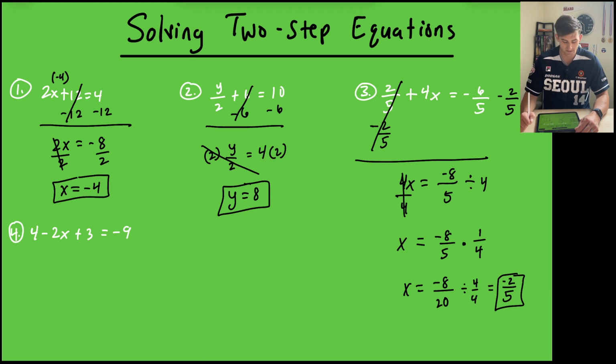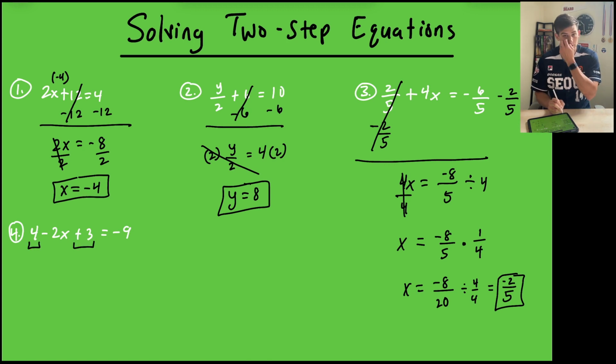All right, in our last example, we actually have some like terms that are already on the same side of the equal sign. So we're going to combine those first before doing any inverse operations. Notice here we have a 4 and we have a plus 3. So 4 plus 3, we can do the operation that we see because both of those terms are already on the same side of the equal sign. So 4 plus 3 would be 7, and then we have this minus 2x is equal to negative 9.